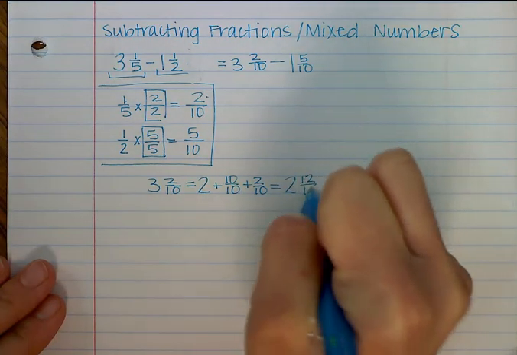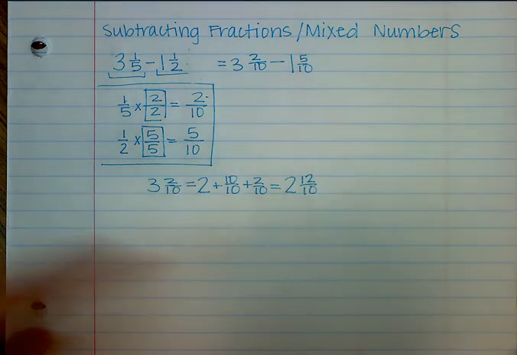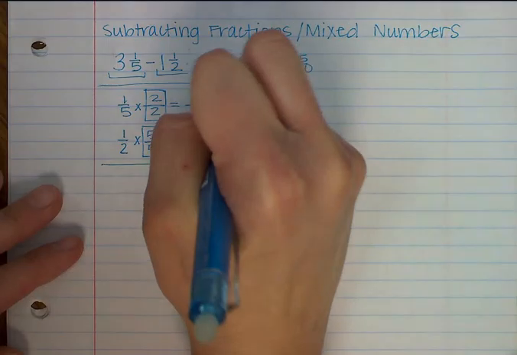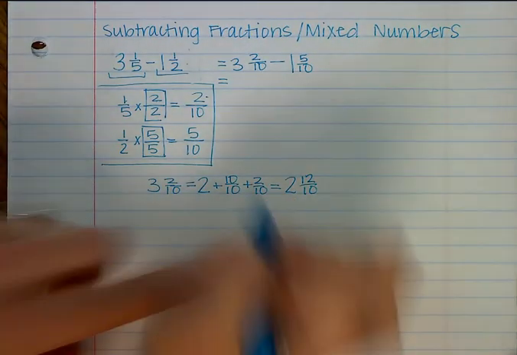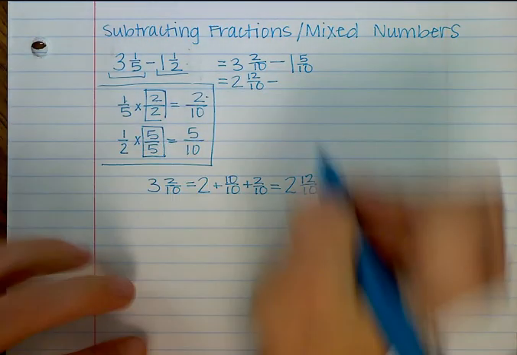And I know that that helps me out now, because I can take 5 tenths away from 12 tenths. So I'm going to rewrite this. So instead of the 3 and 2 tenths, I have 2 and 12 tenths, minus my 1 and 5 tenths.